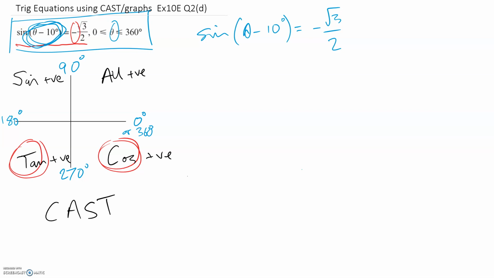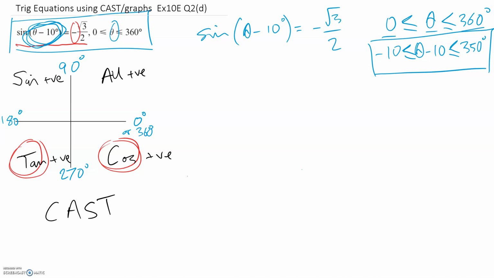So for our range over here, the range we've given in the question is the range for theta. Now when we use the CAST diagram in a minute, we're going to be finding values for theta minus 10. So if we take 10 away from theta, we've also got to take 10 away from 360 and 10 away from 0, which will be minus 10. So this is our new range between minus 10 degrees and 350 degrees.